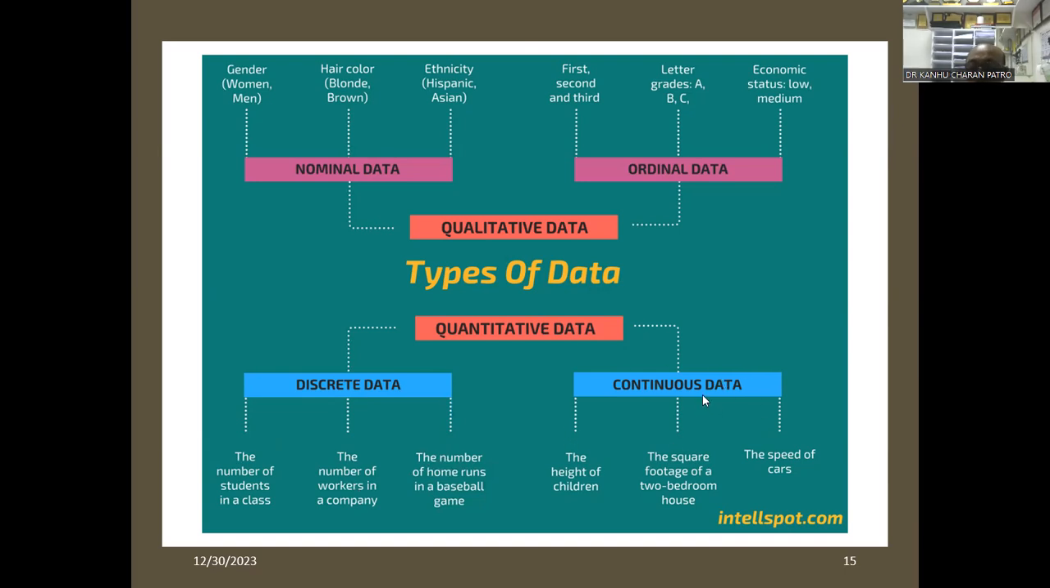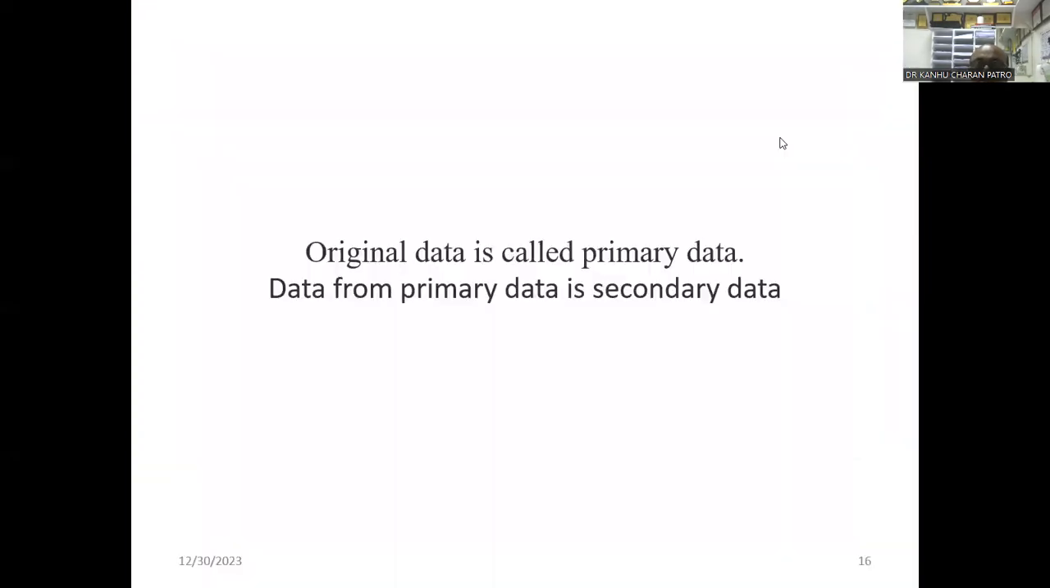Continuous data, percentage, proportions, measurements, height of the children, speed of the cars. These are the measurements. Qualitative data, nominal data, there is no order, only names: hair color, ethnicity, gender. But ordinal data has some order, like first, second, third, grading A, B, C, economic status low, medium, high. That is qualitative data.